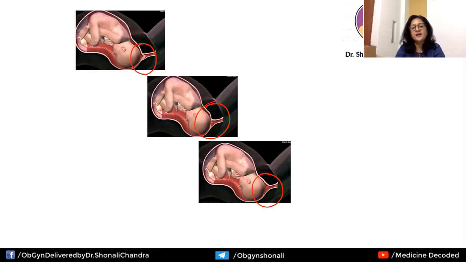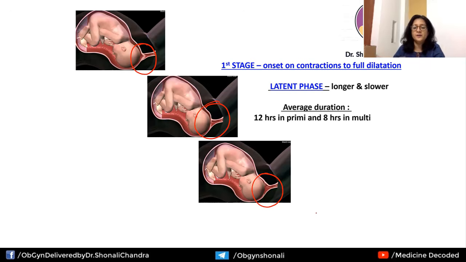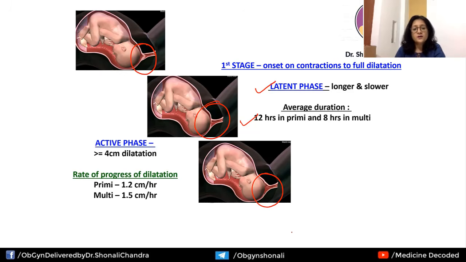Now, this does not happen in just 3 steps. It takes time, right? So the first stage of labor is from the onset of contractions to full dilatation of the cervix, and it is divided into 2 phases. One is the latent phase, which is longer and slower, and the average duration is about 12 hours in primigravidas and 8 hours in multigravidas. It can be longer or shorter than this also. And once the cervical dilatation reaches 4 centimeters, it is called the active phase.